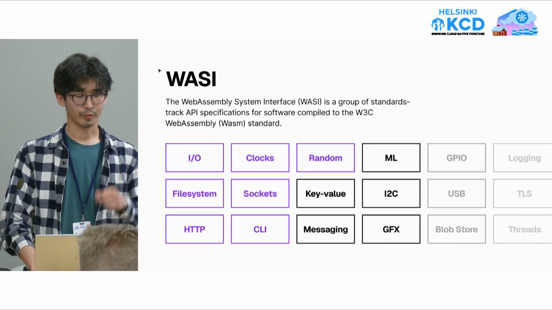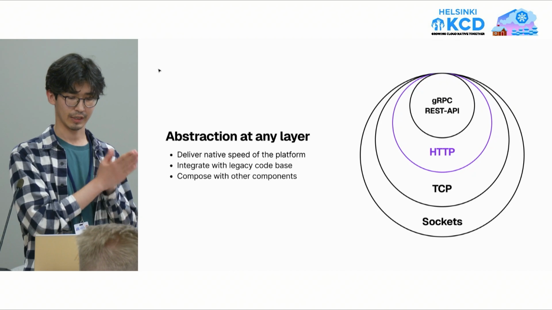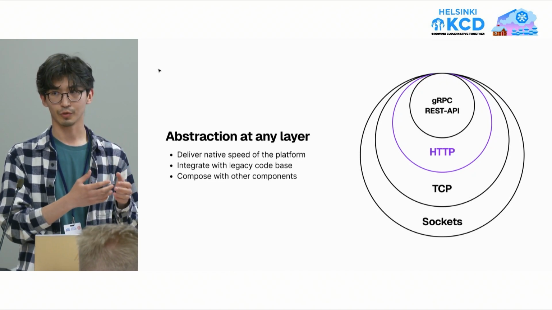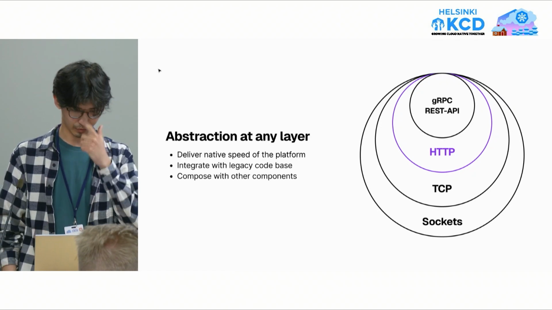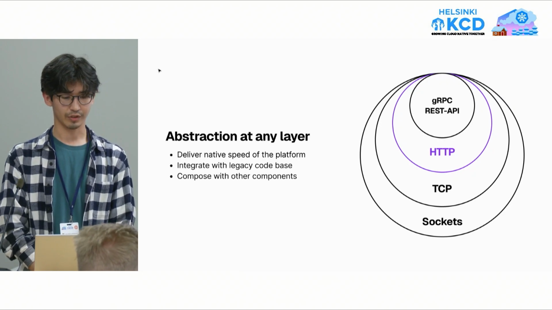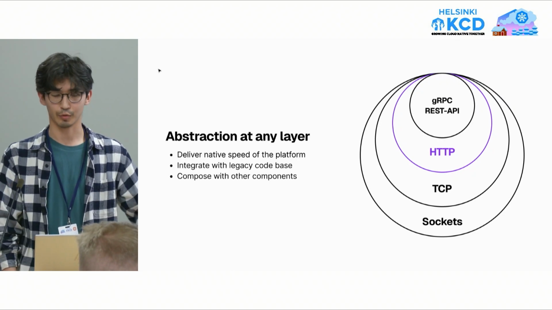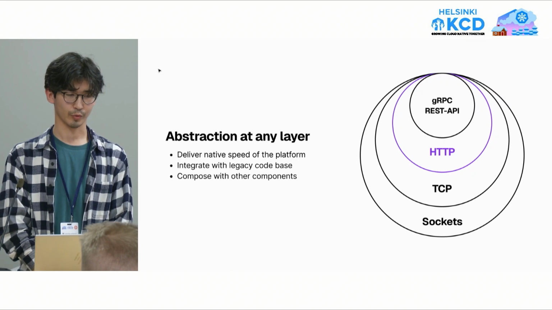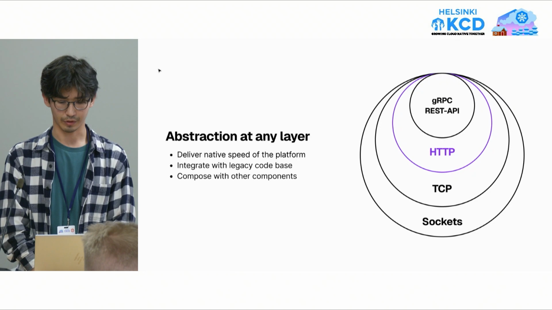And the beautiful part of defining those interfaces is that you can put an abstraction at any layer and deliver based on your needs of the platform. So you can put an abstraction based on if you want to deliver the native speed of your platform, if you want to integrate with legacy code base, so for that is exposing some interface that you need to still work with, or if you need to compose with other components that are compiled now to work with certain interfaces.